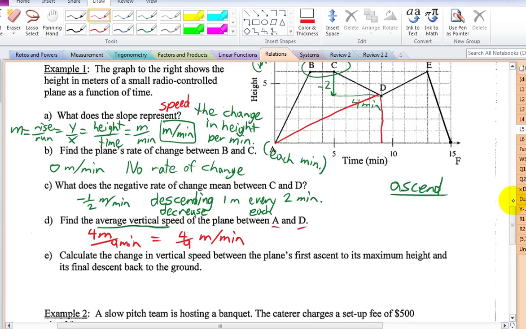Next, calculate the change in vertical speed between the first ascent. So figure out the slope as they're going up between A and B, and its final descent, so the slope between E and F. Find those two slopes, please. Go.